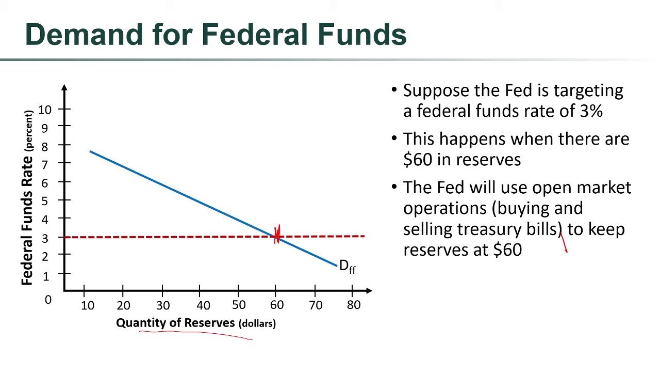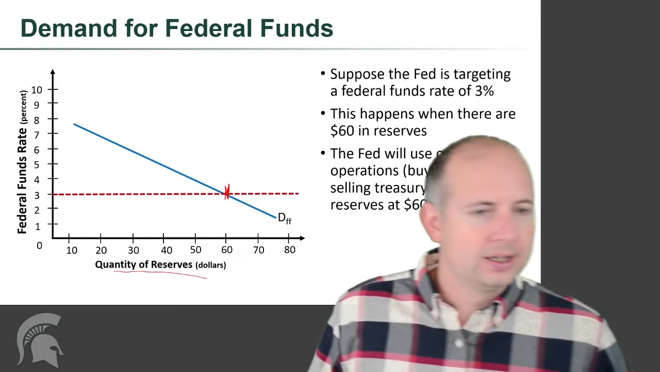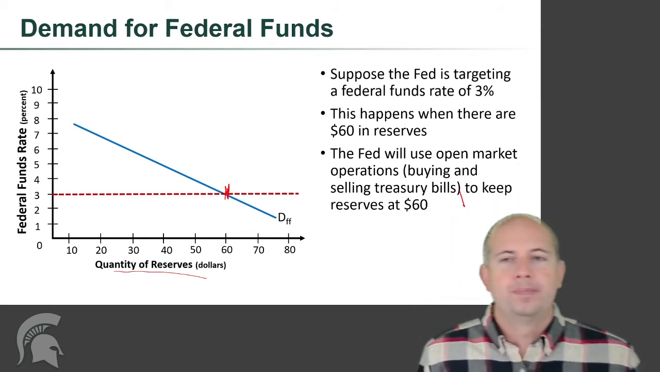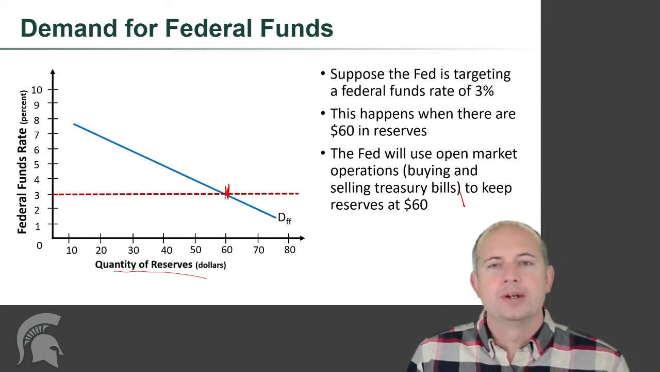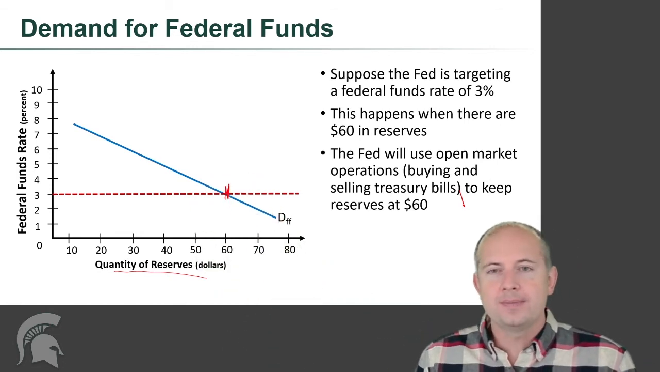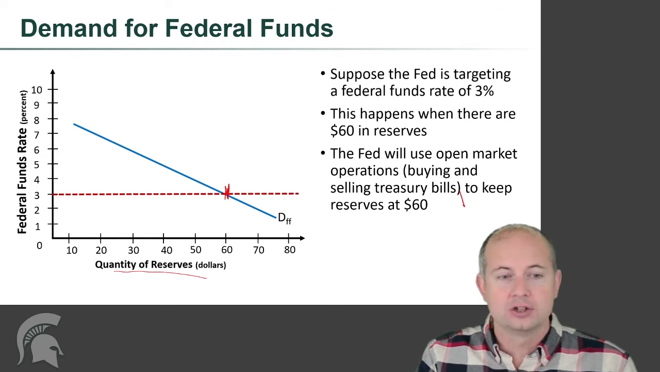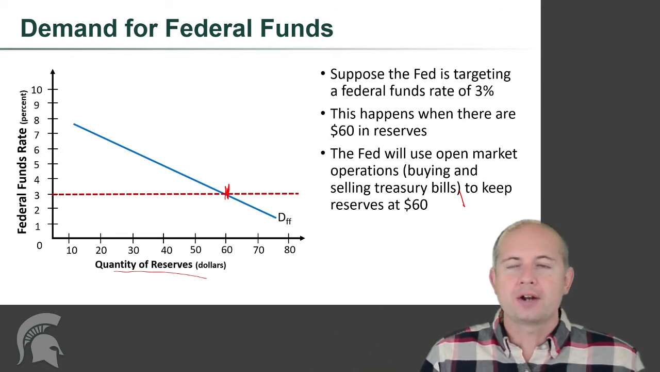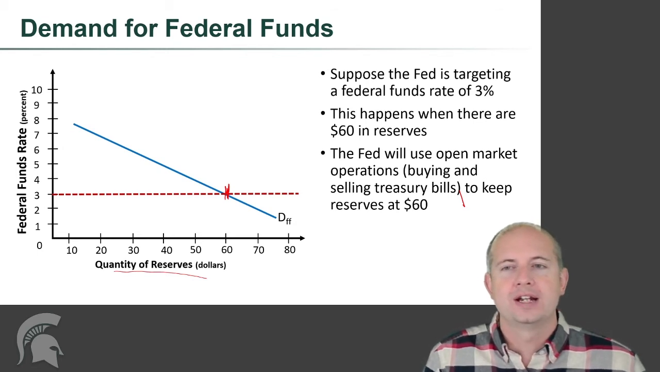What that means is the Fed will use open market operations, buying and selling T-bills, treasury bills, to keep reserves at $60, because this demand tells them, all right, we need to make sure to keep reserves at $60. We need to make sure there's $60 in reserves out there, because if so, that'll hold the Fed funds rate at 3%.